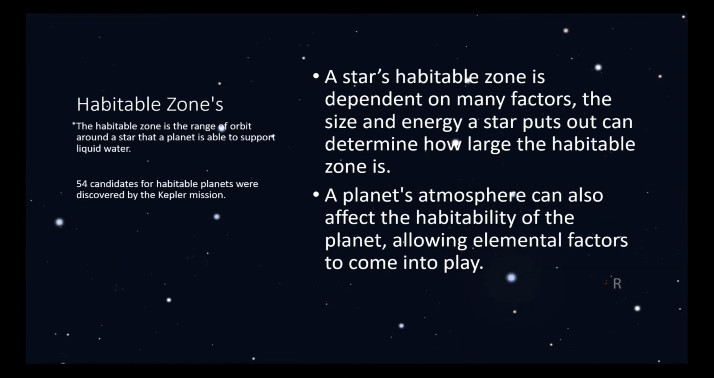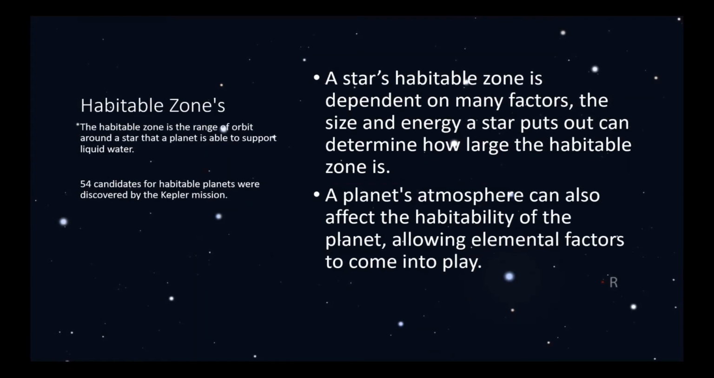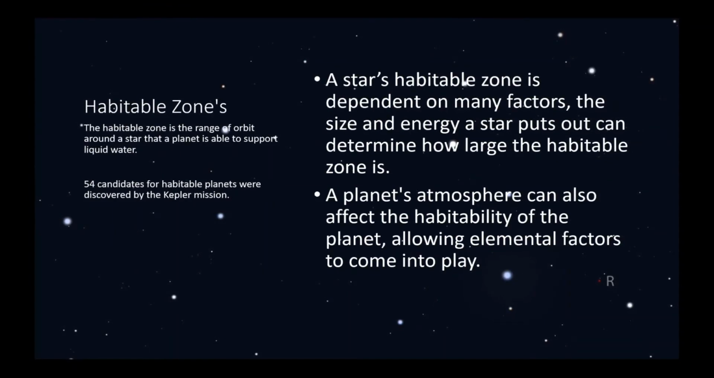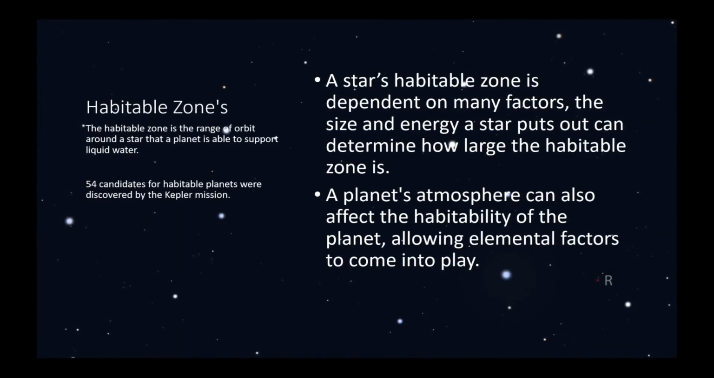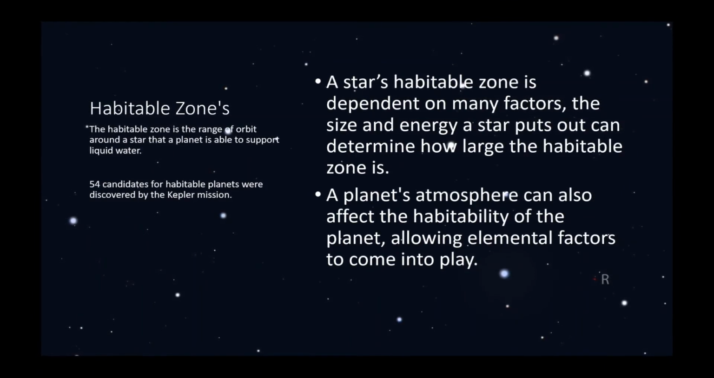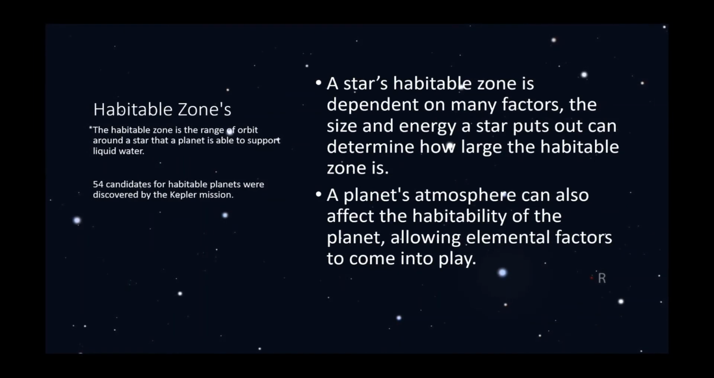The habitable zone is the range of orbits around a star that a planet is able to support liquid water. A star's habitable zone is dependent on many factors. The size and energy a star puts out can determine how large the habitable zone is. A planet's atmosphere can also affect the habitability of a planet, allowing elemental factors to come into play.